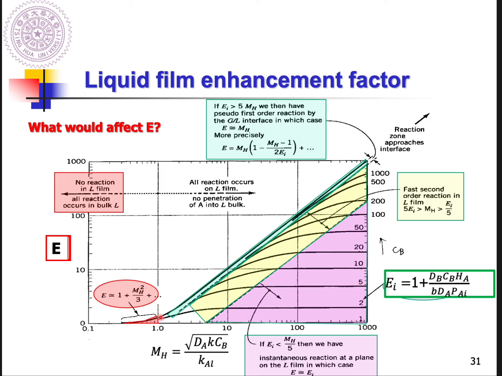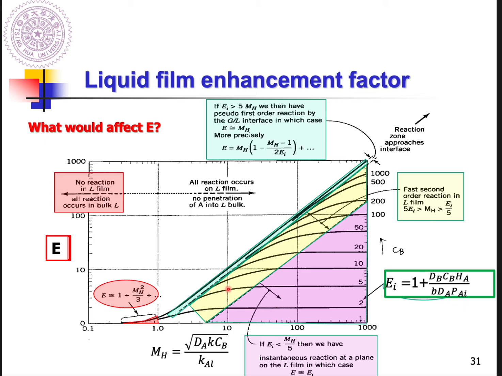For example, if you input all the conditions and you got EI equals 5, then your behavior will obey these curves, right? And after calculation, you know MH equals 10, and this belongs to fast reaction at low CB. As long as I know E, I can complete the RA formula, right? So E can be read out here.